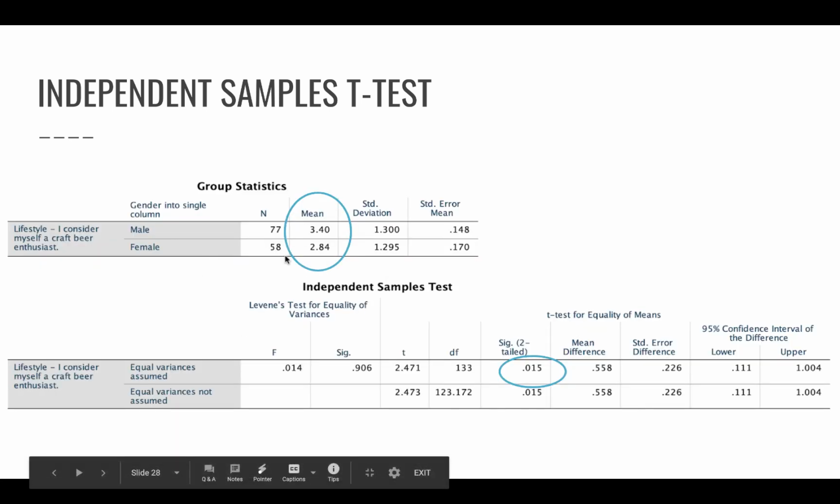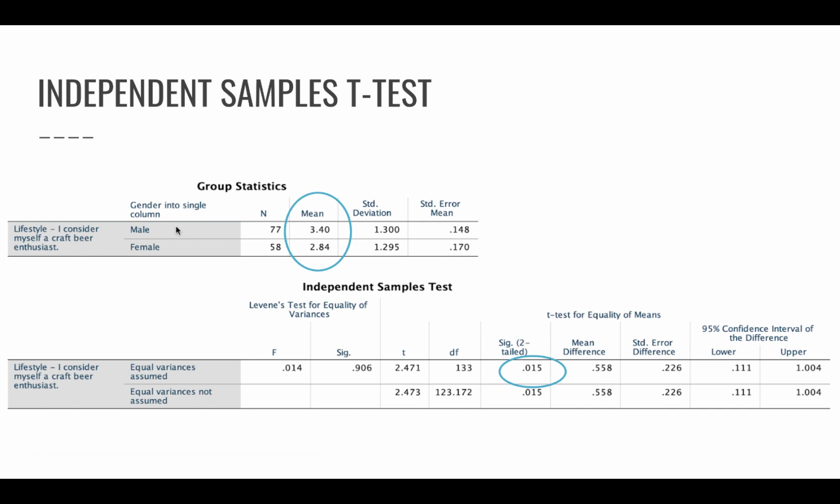So this is what your output will show. You have the statement, I consider myself a craft beer enthusiast, and you see the average for males being 3.40, and the average, the mean for females being 2.84. We had 77 males in our sample and 58 females. You see sample size here for males versus females.